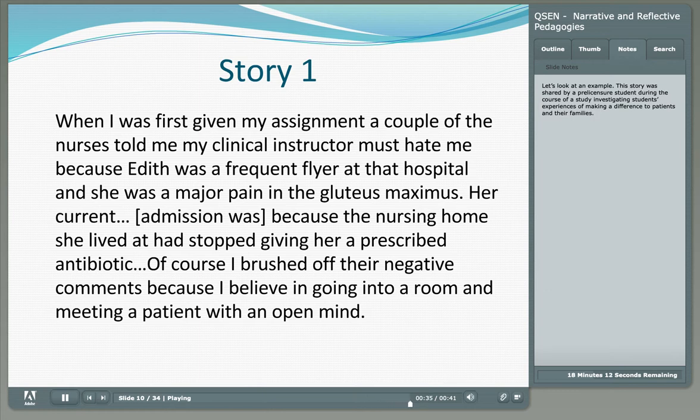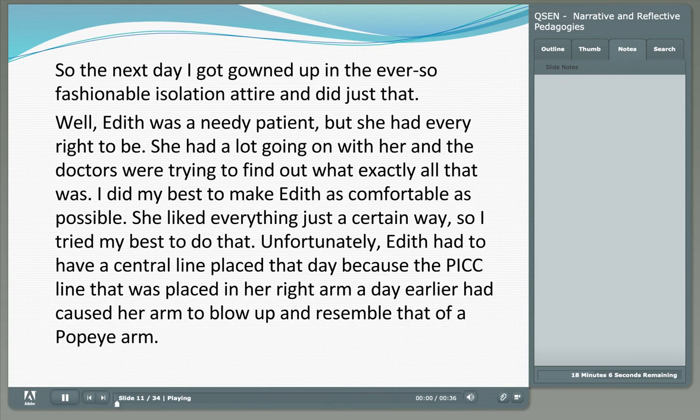Of course, I brushed off their negative comments because I believe in going into a room and meeting a patient with an open mind. So the next day, I got gowned up in that ever-so-fashionable isolation attire and did just that. Well, Edith was a needy patient, but she had every right to be. She had a lot going on with her, and the doctors were trying to find out what exactly all that was. I did my best to make Edith as comfortable as possible. She liked everything just a certain way, so I tried my best to do that.